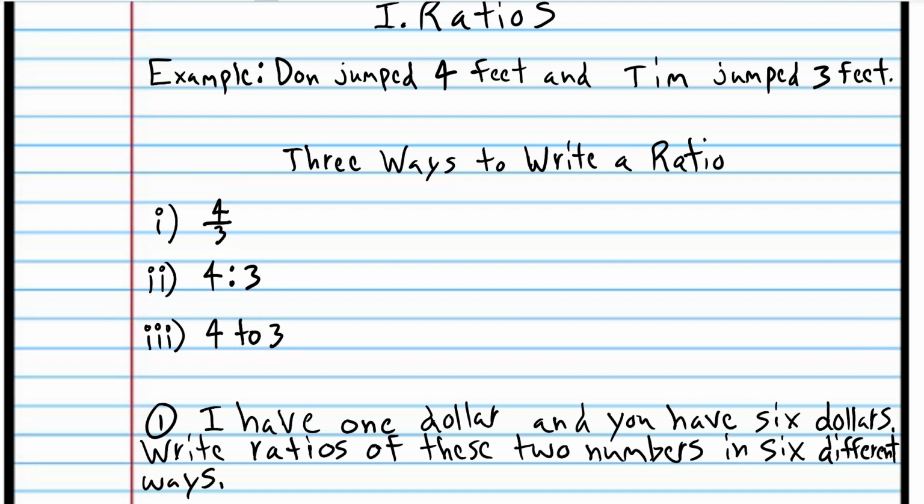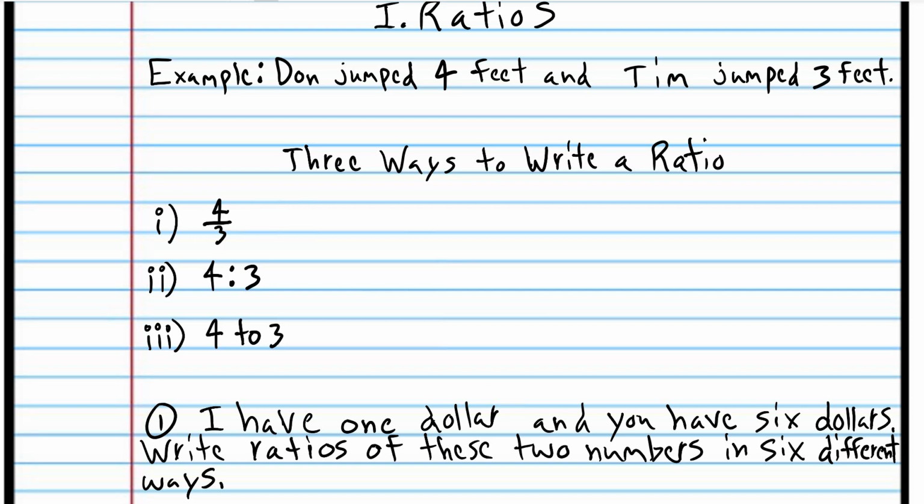Now it's important to understand that the ratio 4 to 3 is not the same as the ratio 3 to 4. If you change the numbers around, the ratio is not considered to be equivalent. So that's an important point. So they're not equivalent, in the same way that 4/3 is not the same thing as 3/4. Ratios are not equivalent if you mix the numbers around.